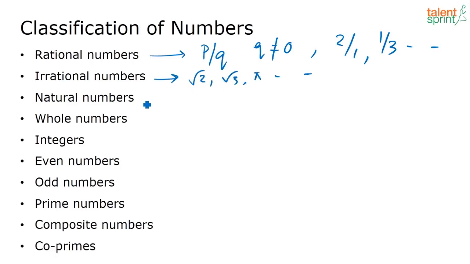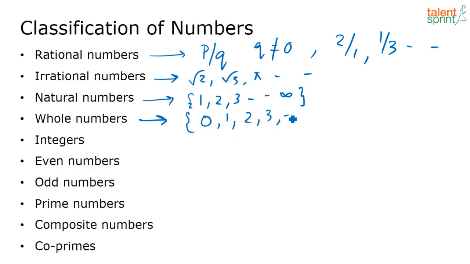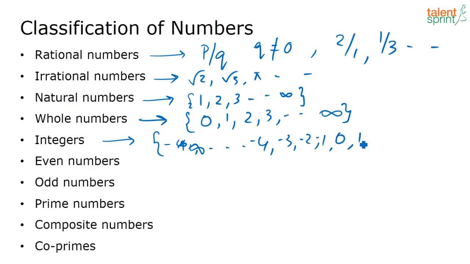Correct? Now, what are natural numbers? Yes, 1 and so on. All the counting numbers are called natural numbers, 1, 2, 3, etc. up to infinity. This forms the set of natural numbers. Now, if you add 0 to the set of natural numbers, you get whole numbers. So, this is the set of whole numbers. Now, what are integers? All the whole numbers plus all the negative numbers, like from minus infinity till minus 4, minus 3, minus 2, minus 1, 0, 1, 2 up till plus infinity. All these numbers are integers.